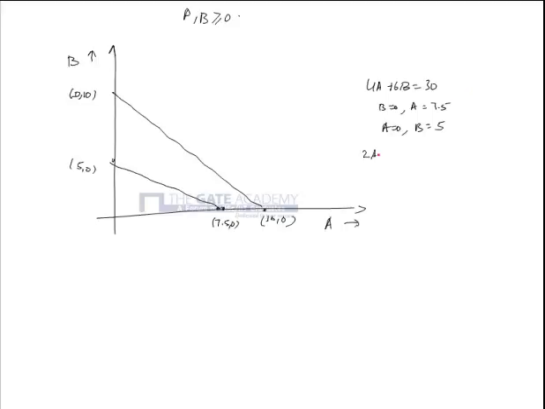Now the third constraint is 2a plus b equals 17. When a is 0, b is 17, and when b is 0, a is 17 by 2, which is 8.5. So the intercepts will be 8.5, 0 and 0, 17 for b. Now the line joining these 2 points. So now the region bounded by these 3 constraints is basically this.